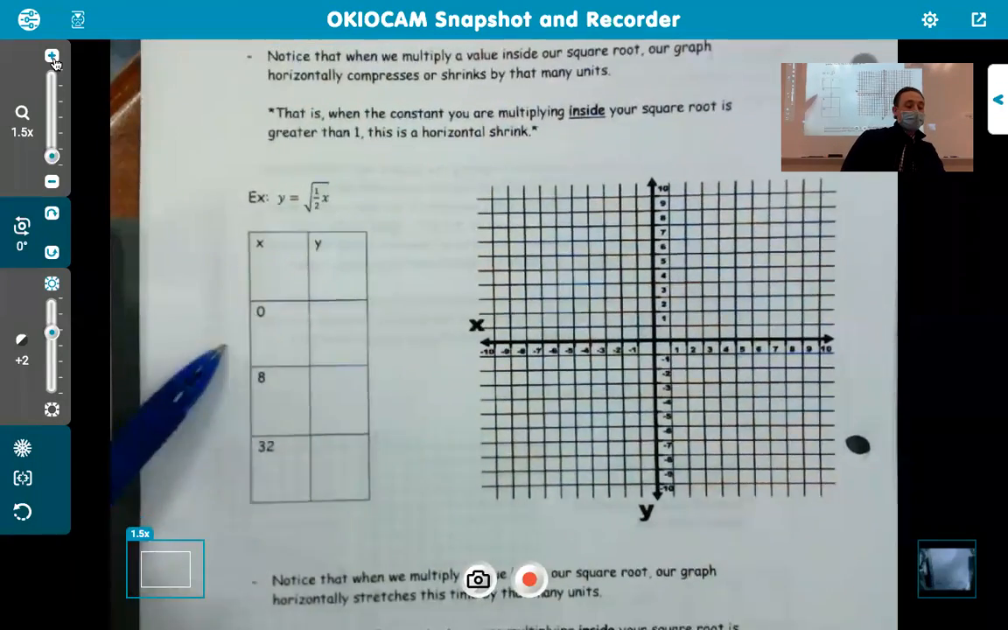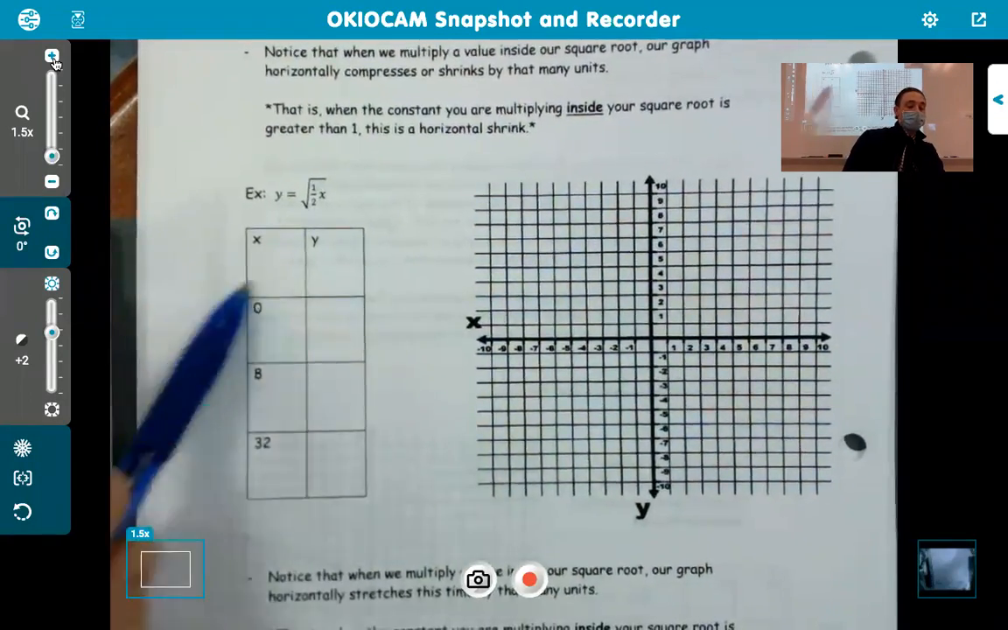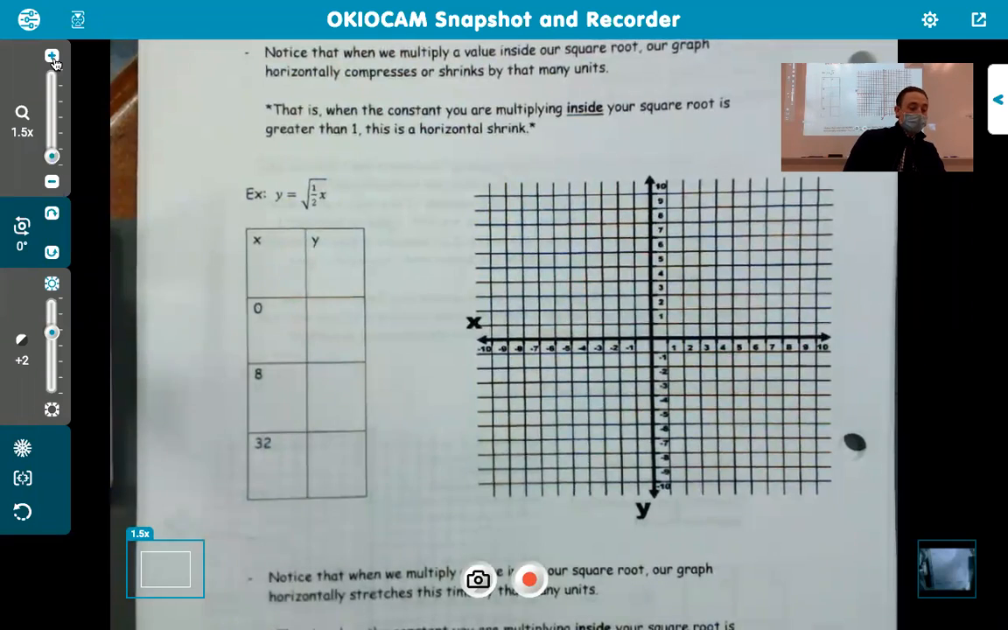Again, I kind of give you the table of values here to plug in. And that's because we want to be strategic. What's 1/2 times 0 going to give me? And what's the square root of 0? 0.